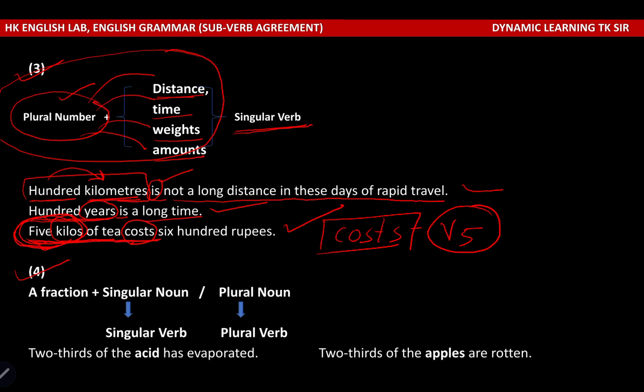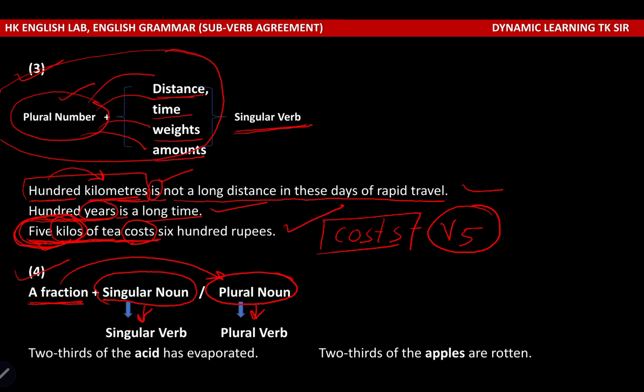Next, we'll discuss your rule number 4. What is the rule? Rule 4. If you have any fraction, okay, got it, everyone? If after a fraction you have any singular noun, then the verb will be singular. If after a fraction you have any plural noun, then the verb also will be plural. It is as simple as that.